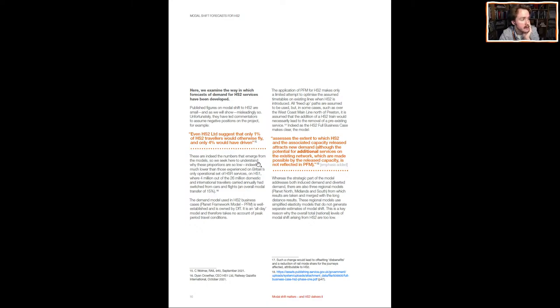So we seek here to understand why these proportions are so low, indeed much lower than those experienced on Britain's only operational set of high-speed services on HS1, where 4 million out of the 26 million domestic and international travellers carried annually had switched from cars and flights, an overall modal transfer of 15%. The demand model used in HS2 business cases, the Planet Framework Model, PFM, is well established and is owned by DfT. It is an all-day model and therefore takes no account of peak period travel conditions.